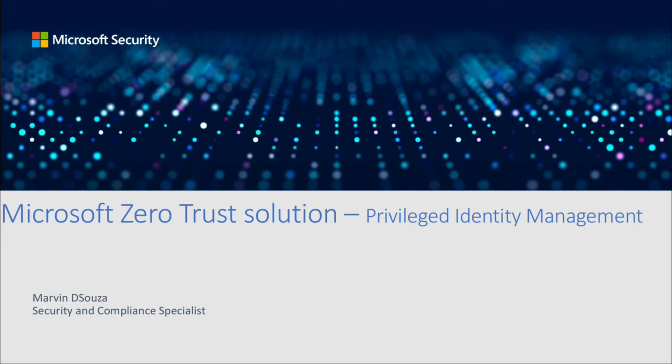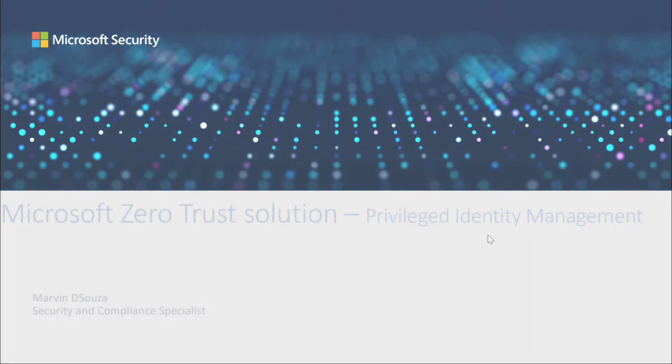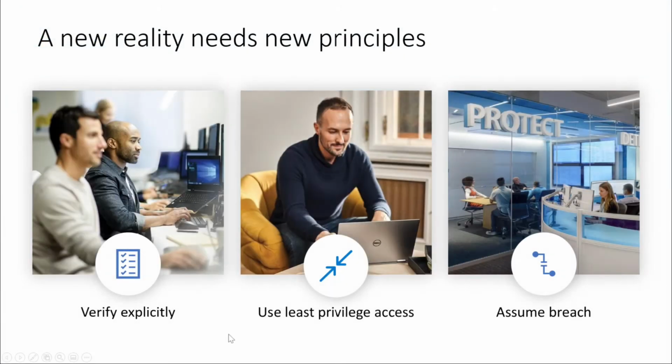Marvin D'Souza here again. And continuing that Microsoft Zero Trust Solution series, we're looking at privileged identity management here. What we want to cover today is using least privilege access, one of the principles we talked about in some of the other videos. What this really means is that even though a user is an administrator for an organization, they do not need to be logged onto the desktop with administrative privileges all the time.